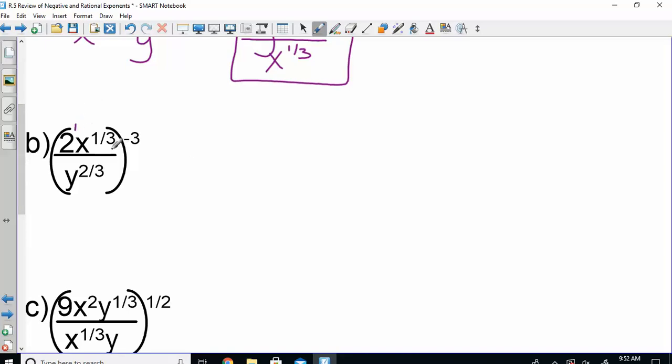So this is like a 2 to the first. We have to distribute that exponent to everything. So for the 2, 1 times -3 is -3. For the x, 1/3 times -3 is -1. For the y, 2/3 times -3 is -2.